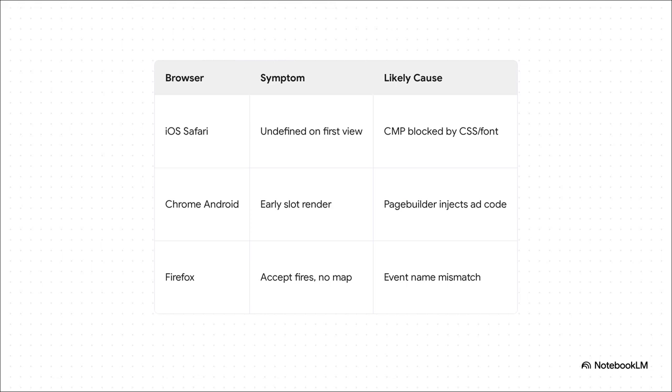Now, every once in a while, you're going to run into some weird issues on specific browsers. It happens. Like on iOS Safari, a slow-loading font can actually block your consent banner from showing up, which causes the whole problem. This little chart here is like a quick cheat sheet to help you diagnose some of those common and honestly super frustrating little edge cases.